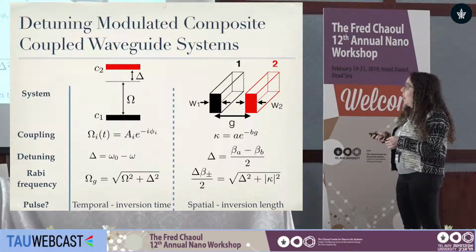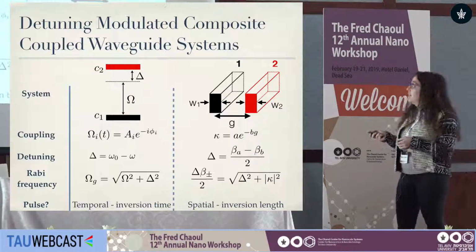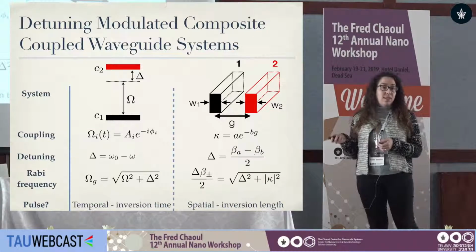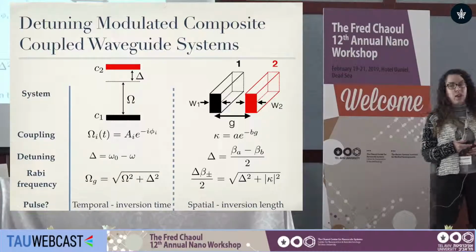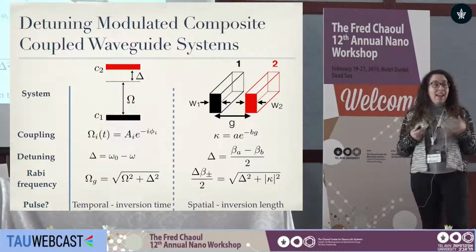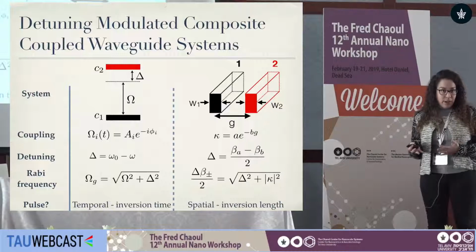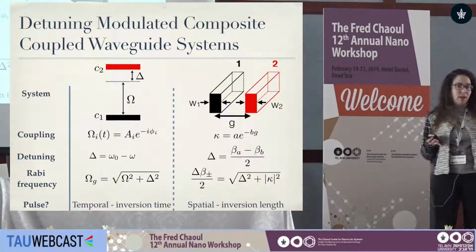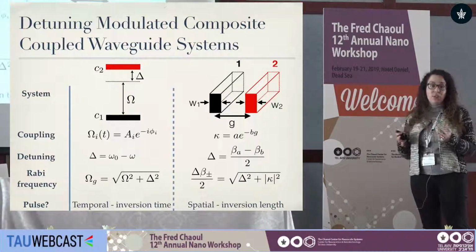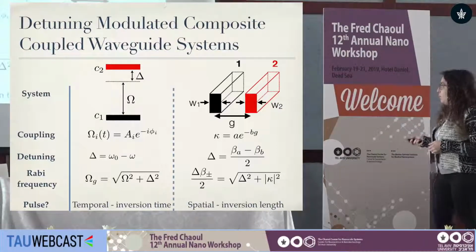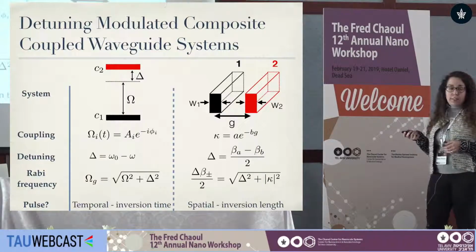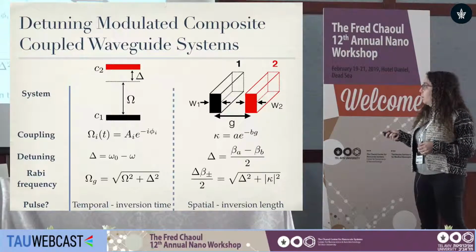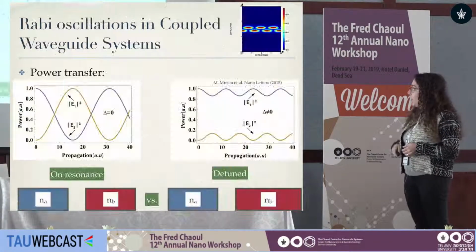The coupling is actually a decaying function of the distance between the two waveguides. I can define a detuning here as the difference between the propagation constants in each of these waveguides. As the propagation constant is a function of material and geometry, if I have fabrication errors in my two waveguides and they are not identical, then I will have detuning. I won't go into it, but I can also define a Rabi frequency analog that is a function of both the coupling and the detuning.